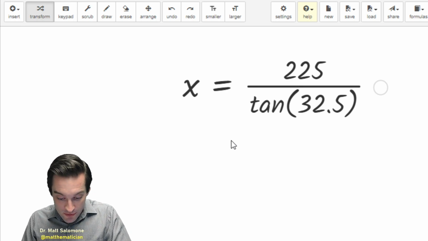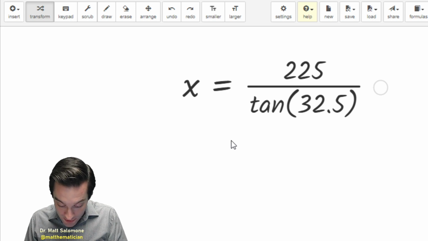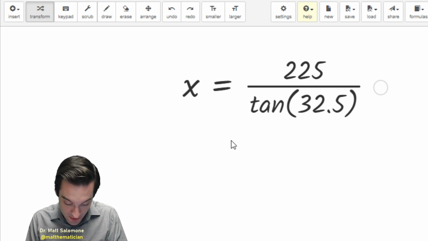So it looks an awful lot like the expression that we had to solve for L. It's just in place of the sine, which is what helped us to solve for L, now we've got the tangent, which is going to help us to solve for x. X is 225 divided by the tangent of 32.5 degrees.